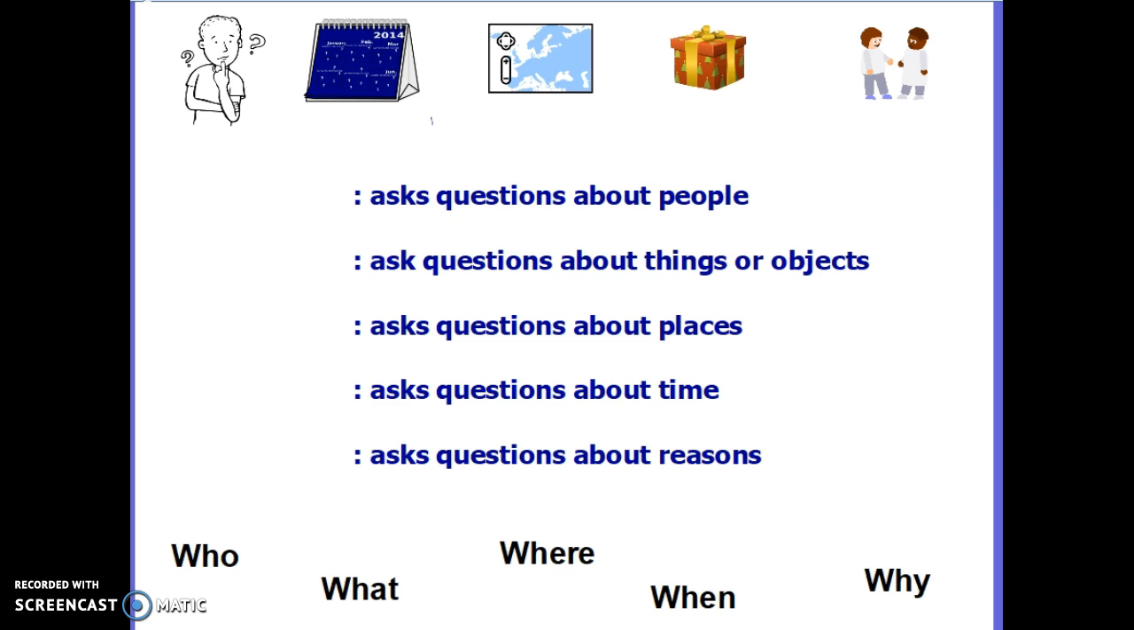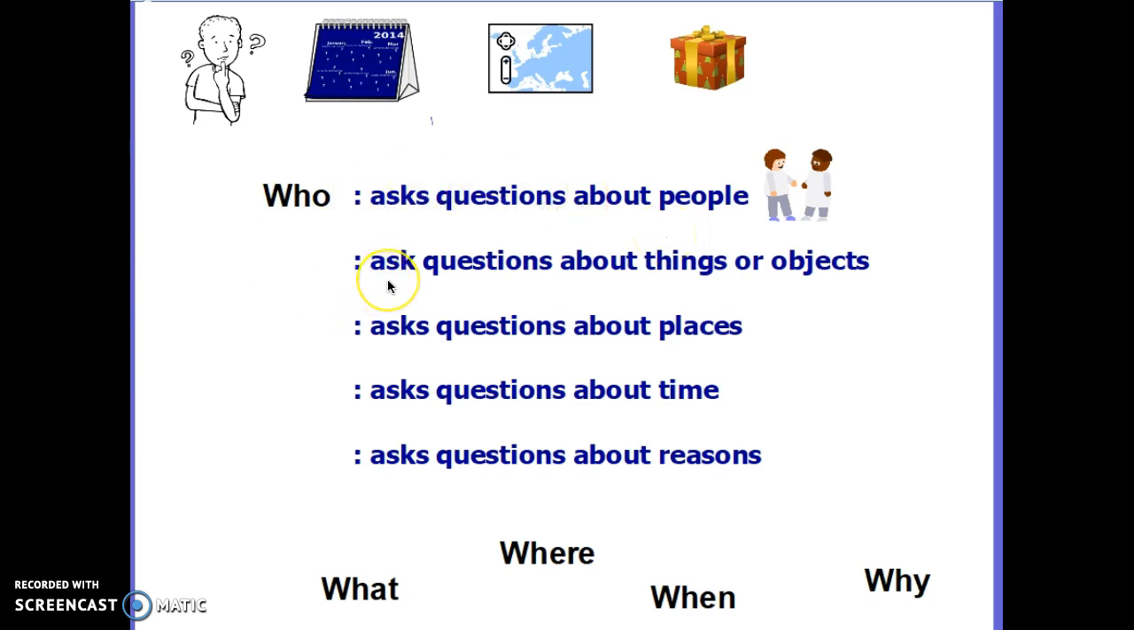All right, here are the definitions for our words. You might want to copy down these definitions in your notes as well. Ask questions about people. Well, we have our people here. Do you know what word to ask questions about people? Who. We use who to ask questions about people. We might say, who is your sister? Who is your teacher next period?